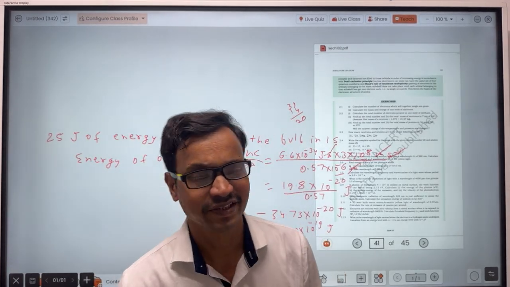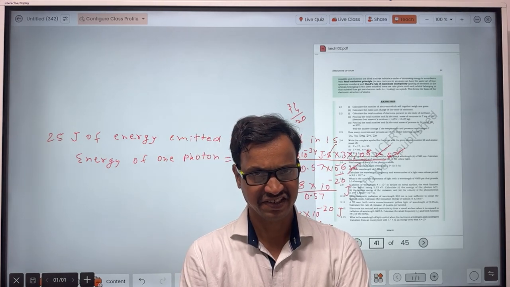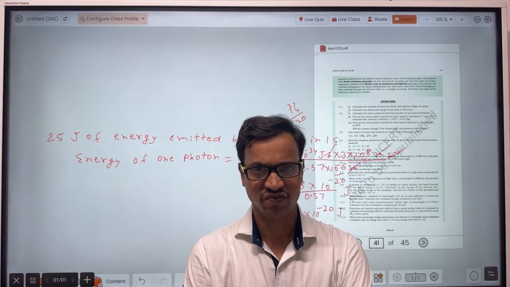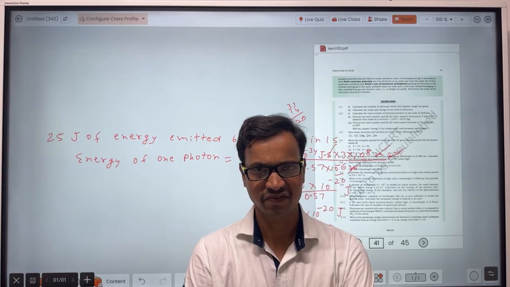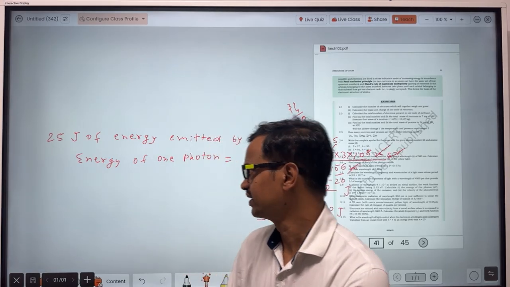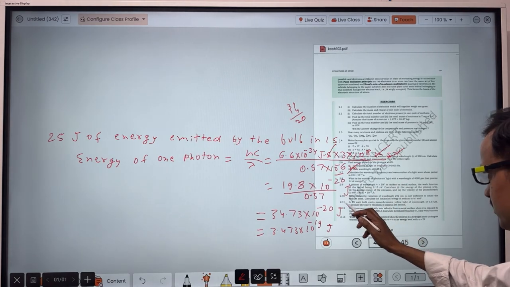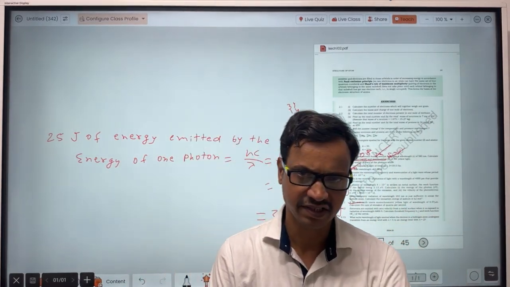Okay, very easy question, because the main concept here was that the power of the bulb is 25 watt, which means the bulb emits 25 joule of energy in 1 second. Since all the energy released by the bulb is in the form of electromagnetic radiation, photons are emitted from the bulb, and as a result 25 joule of energy is released by the bulb.